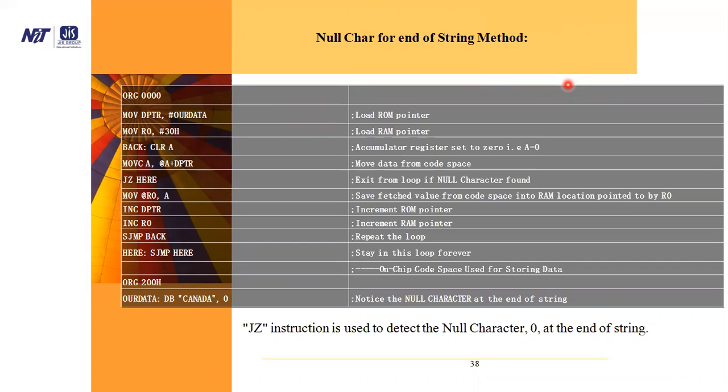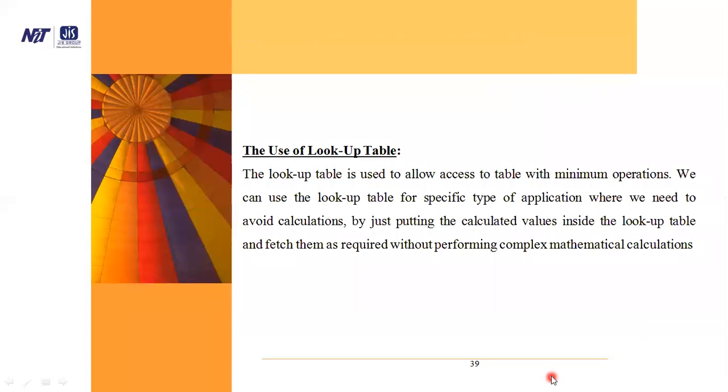The JZ instruction is used to detect the null character at the end of the string. JZ here exits from the loop if the null character is found. See this line, it is shown over there. The same program, but here JZ is inserted. If null is found here, then go to the exit; if it is a null character, exit.